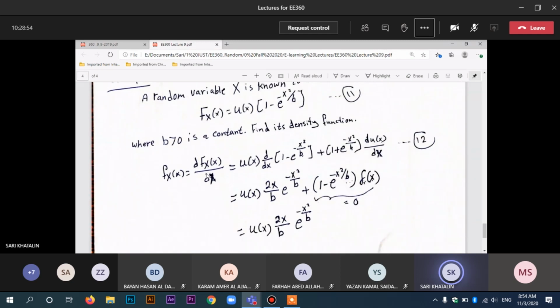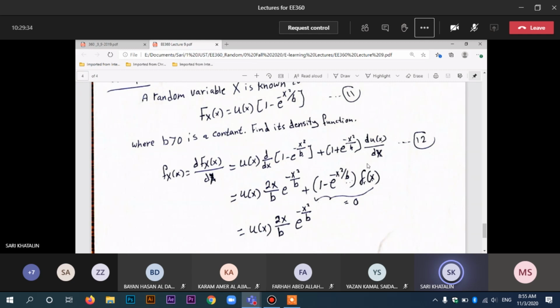Since we have F(x), all we have to do is take the first derivative. We can divide this into two parts. We take the unit step times the differentiation of the first part, and then the second part times the differentiation of the unit step. The differentiation of the first part will be u(x) times 2x divided by b times the exponential of minus x squared, as shown in equation 12. Now the second part.